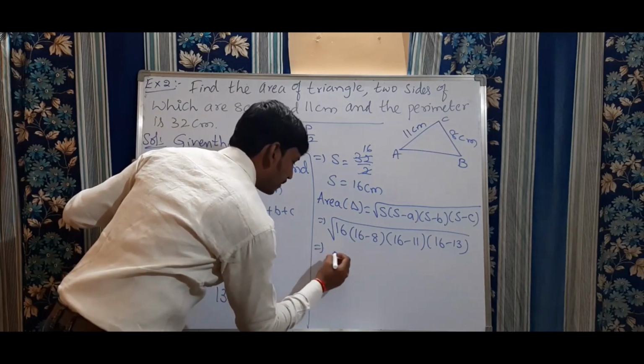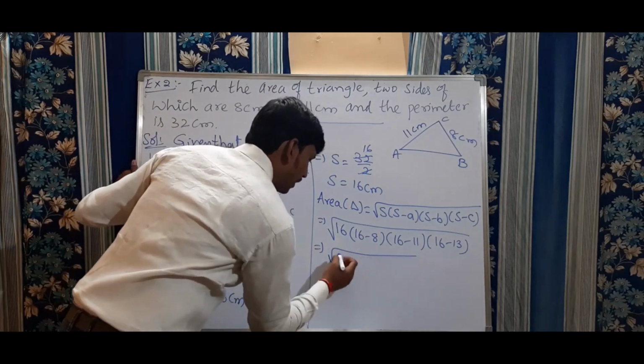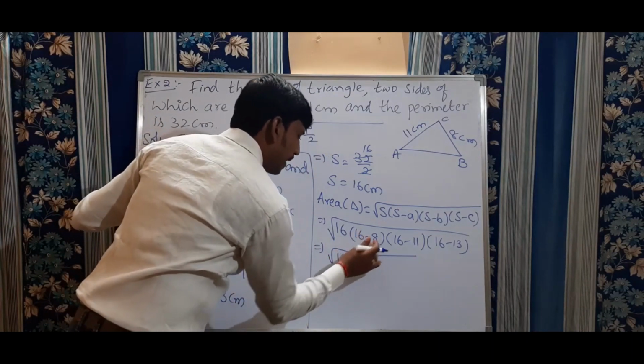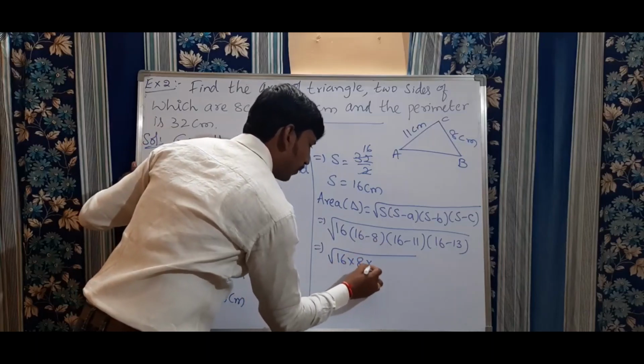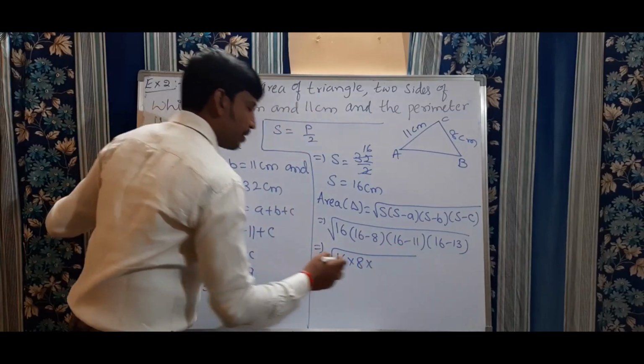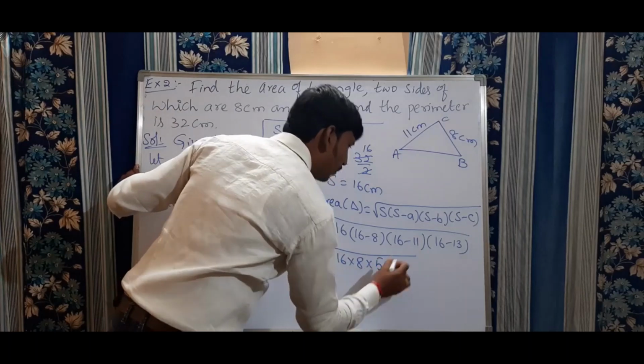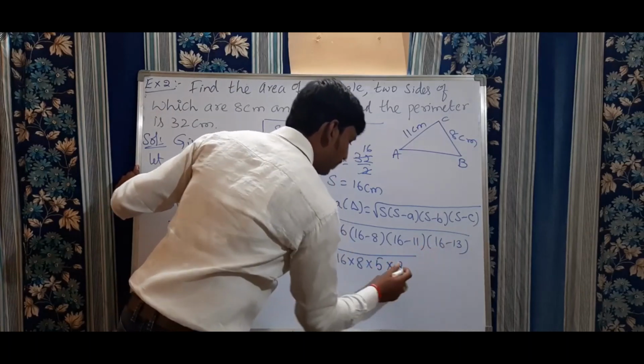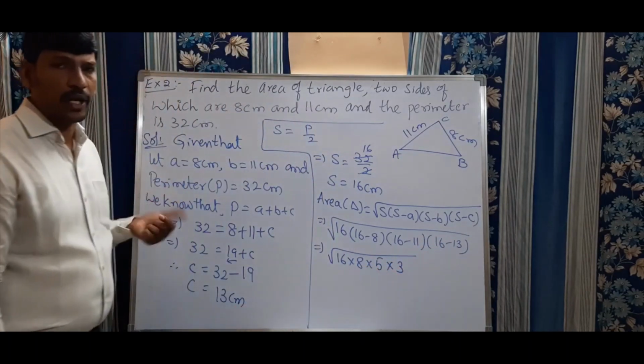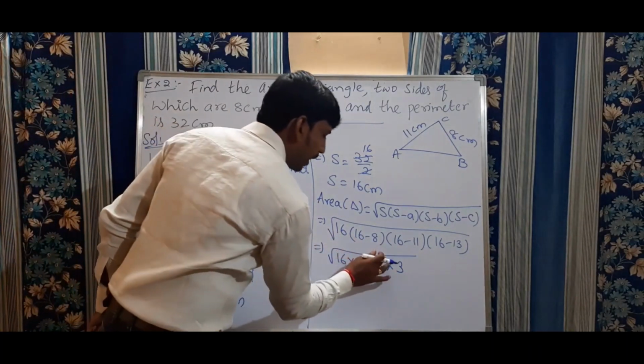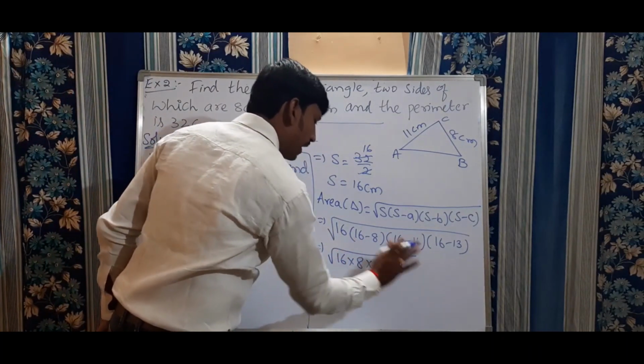Now this implies the square root of 16 as it is, into 16 minus 8 is 8, into 16 minus 11 is how much? That is 5. Okay, into 16 minus 13 is 3. 5 and 3 are prime numbers. We cannot do anything, meaning we cannot find the square root of these two numbers. Keep it like that only.